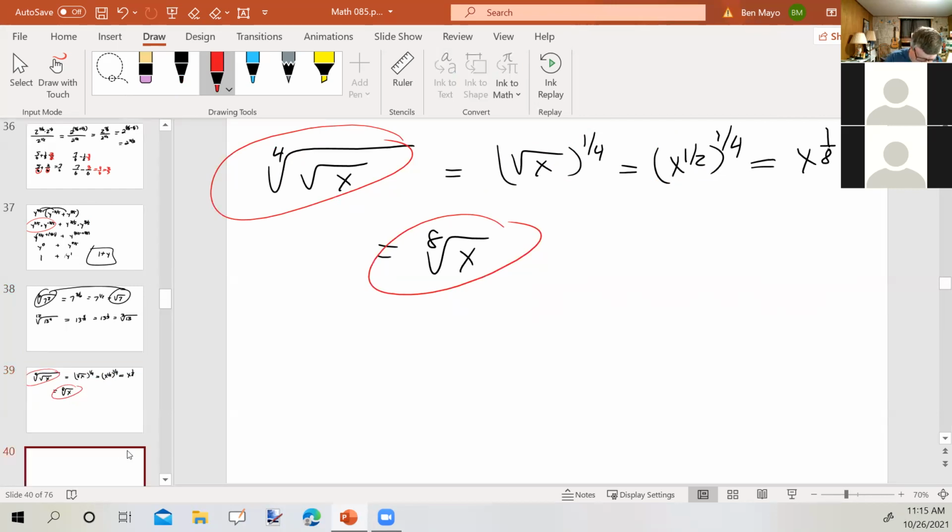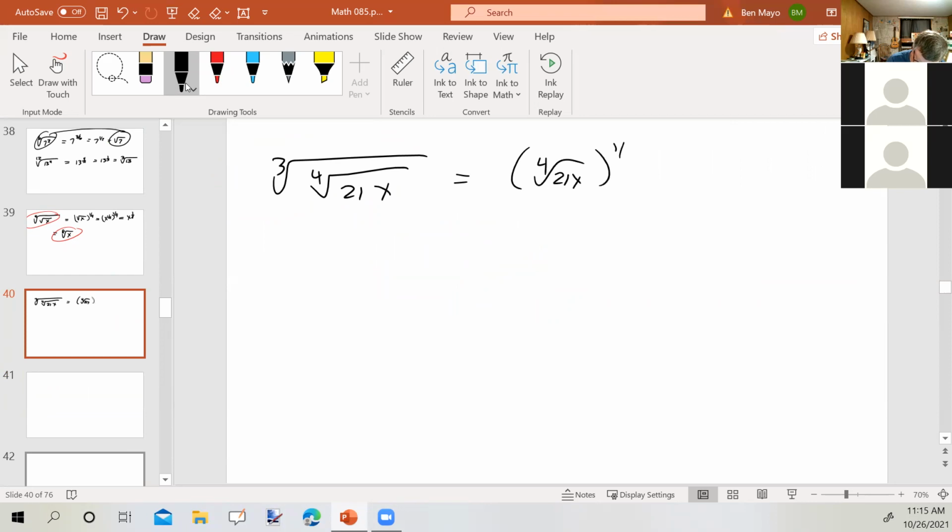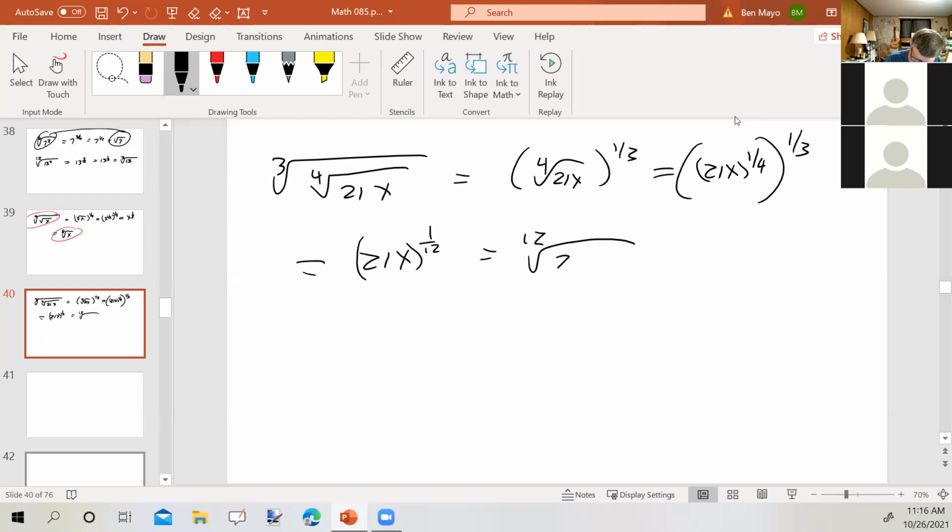Let's do another one of those. I've got the cube root of the 4th root of 21x. So that would be the 4th root of 21x all to the 1/3 power, which would be 21x to the 1/4 power all to the 1/3 power, which would be 21x to the 1/12 power, which would be the 12th root of 21x.